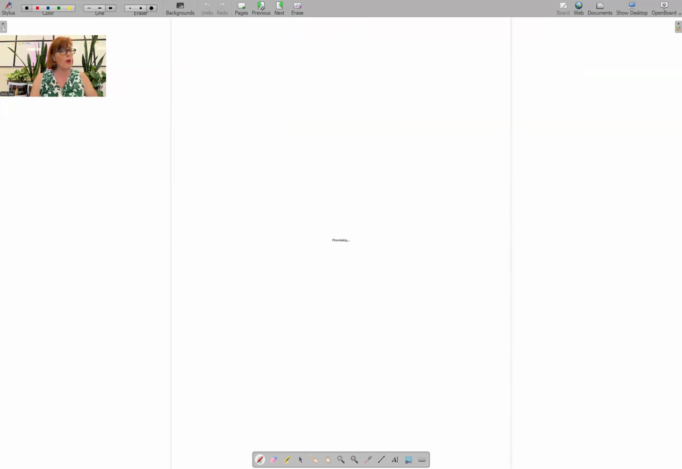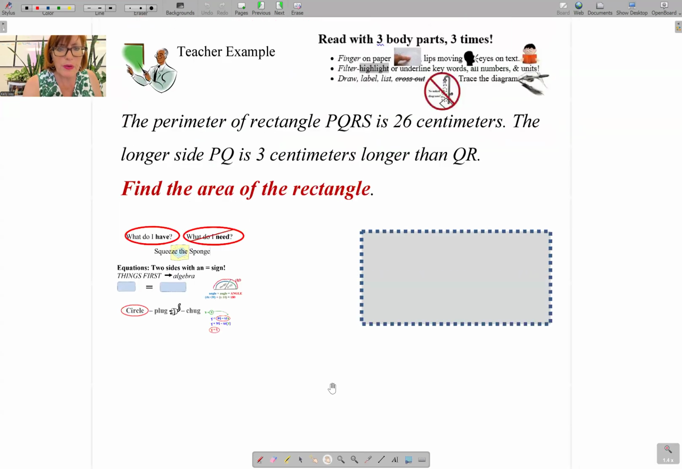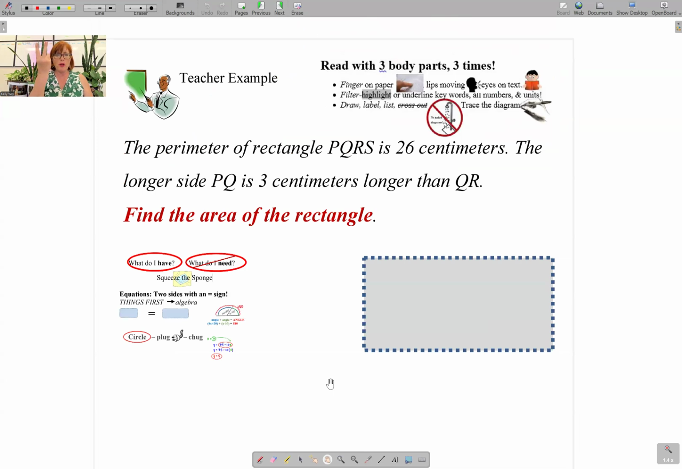One more problem together. I'm going to show you how brain in hand works with step number 1. Read with 3 body parts 3 times. Put your finger on the paper right here. Read aloud as I track with my finger. I won't read aloud. You read aloud. Ready? Go.